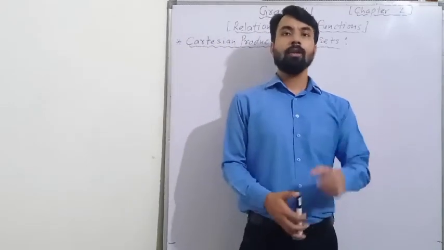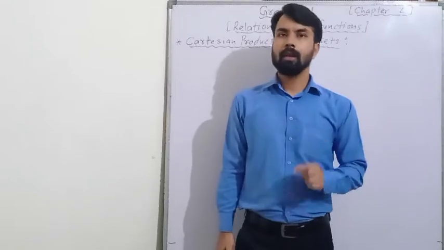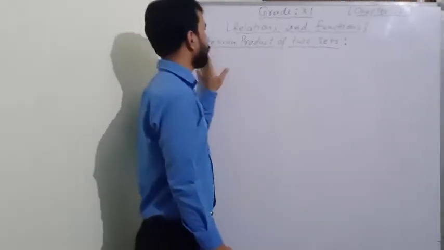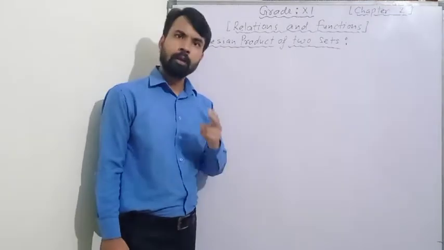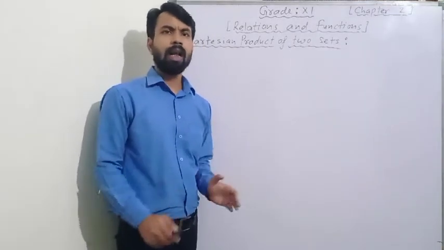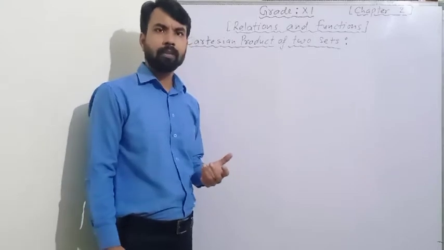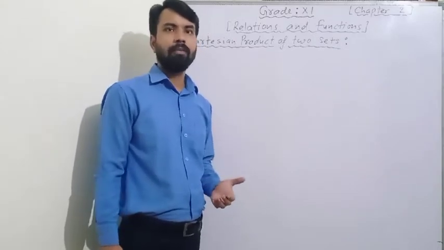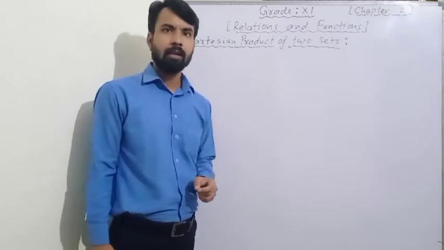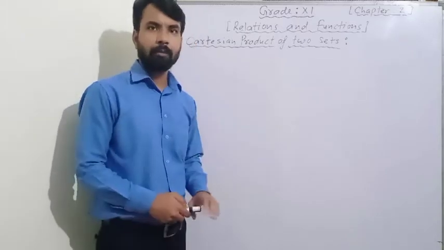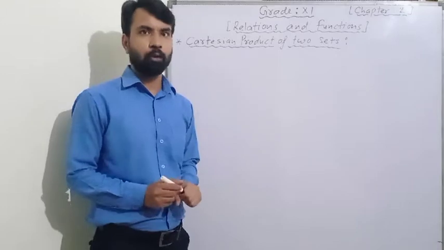Good. So the very first topic of this chapter is Cartesian product of two sets. First of all, I am explaining you the definition. Then by taking an example, I will explain you how to find the Cartesian product of two sets. So first, pay attention. I am writing here the definition of Cartesian product.